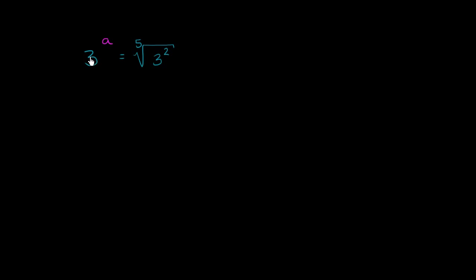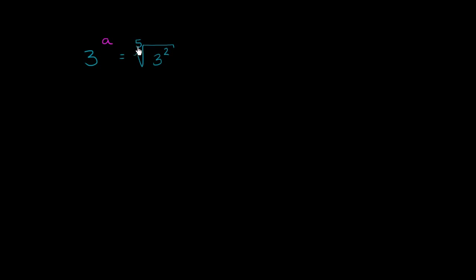So right here, we've got 3 to the a power, or 8th power, I guess, I don't want to confuse it with the number 8. 3 to the a power is equal to the 5th root of 3 squared. And what we need to figure out is, what would a be equal to? Let's solve for a, and I encourage you right now to pause this video and try it on your own.